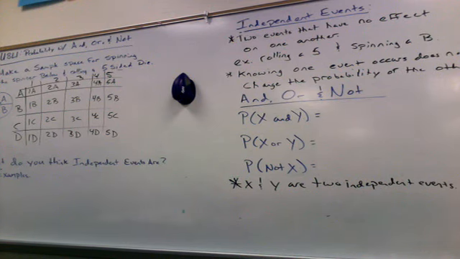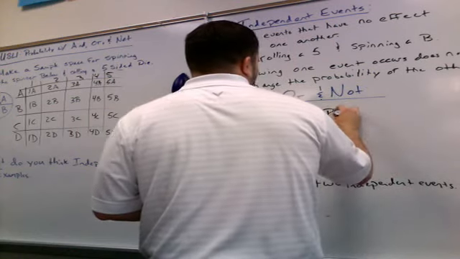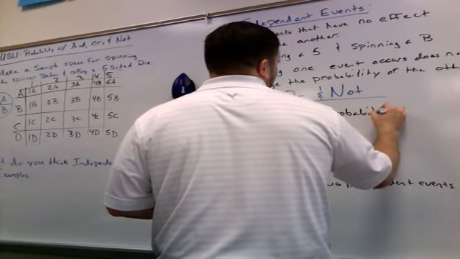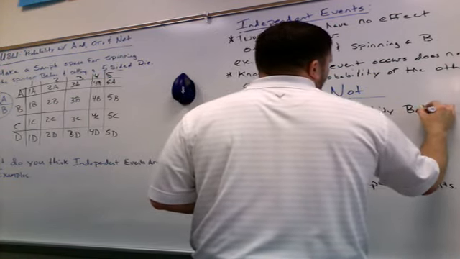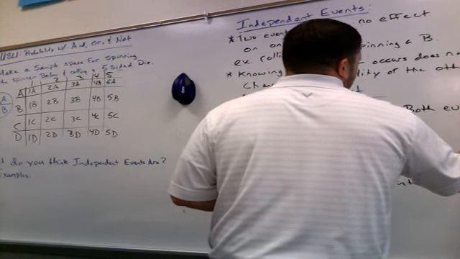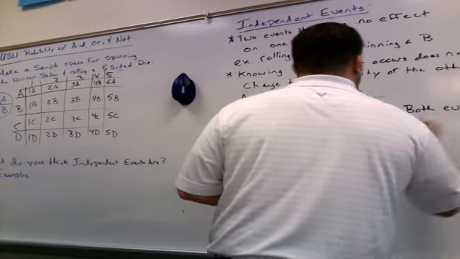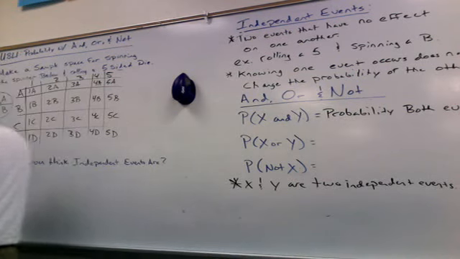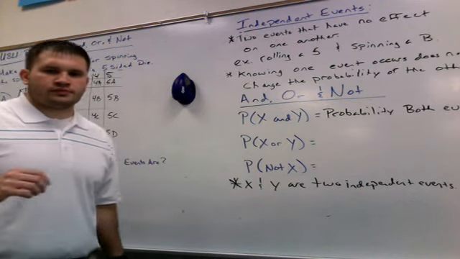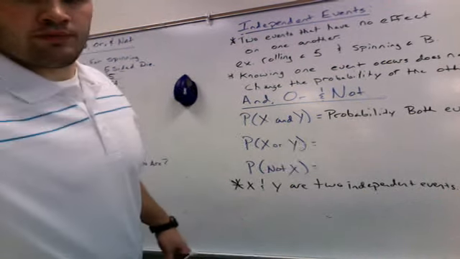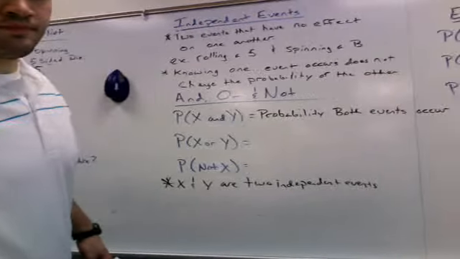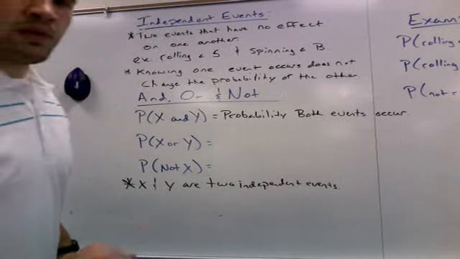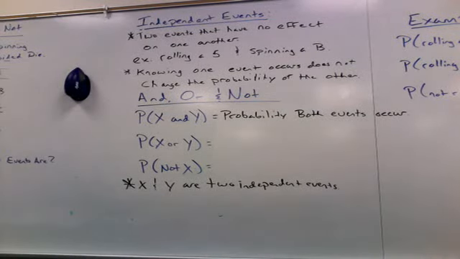So probability of x and y is the probability both events occur.